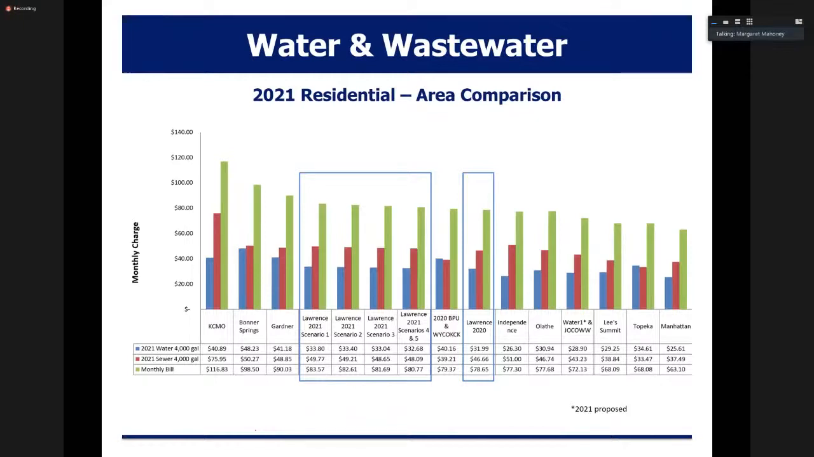I have just a quick question on this chart right here, this graph. So is there a reason why we're using these cities as comparison, but we don't use the same cities as comparison for the stormwater numbers that we had in the earlier slide?